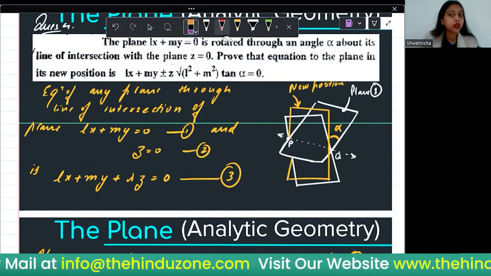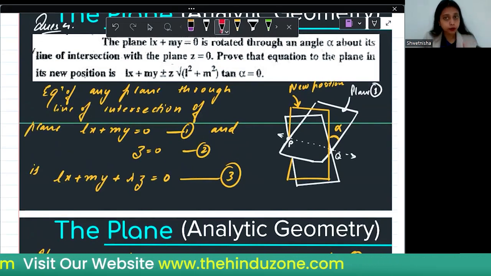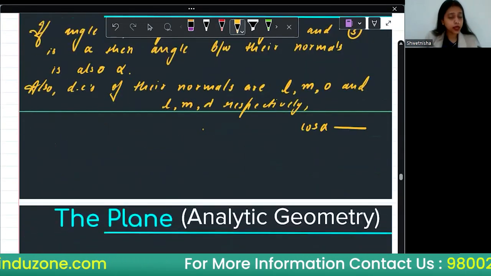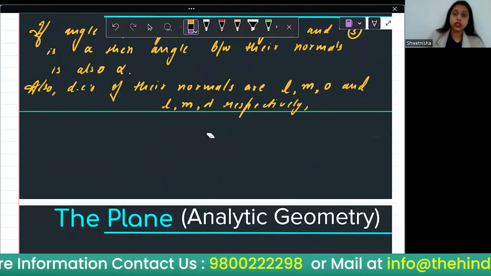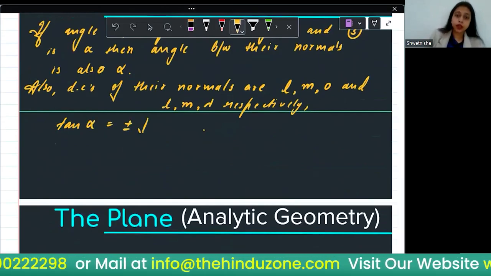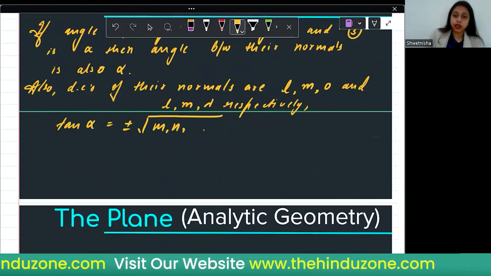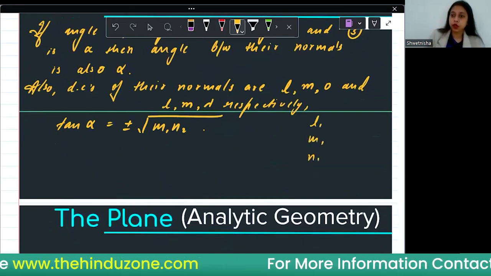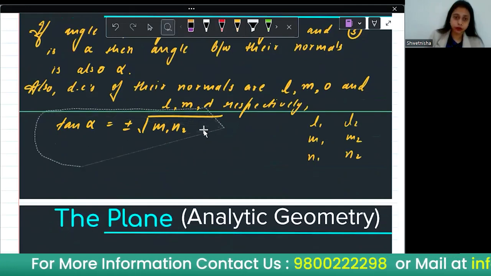We need tan alpha, we don't need cos alpha. So from the cos alpha, you can find the formula of tan alpha. I'm leaving this point to you, because we know the formula of cos alpha, that is L1 L2 plus M1 M2 plus N1 N2. You can find tan alpha. I'll find tan alpha. Tan alpha will be plus minus under root of this will be M1 N2, L1 M1 N1 L2 M2 N2. And this is the pattern that you observe here.